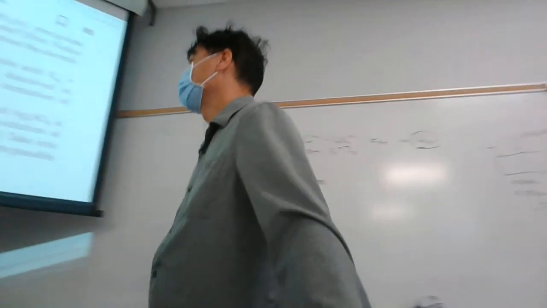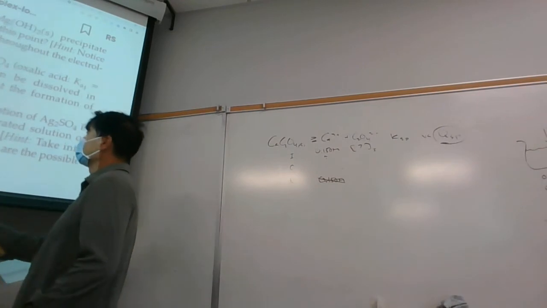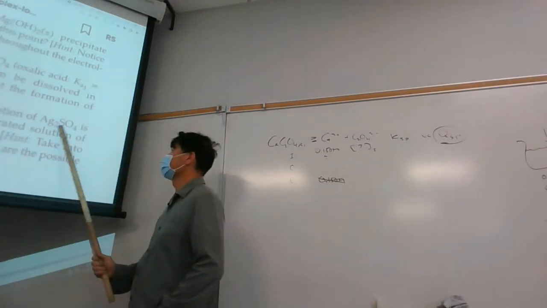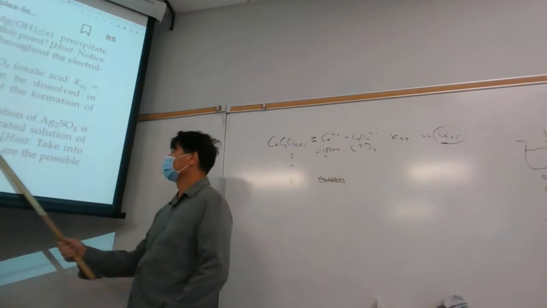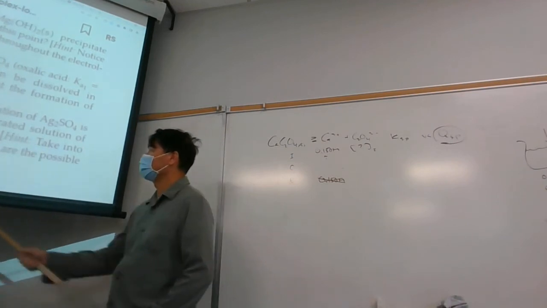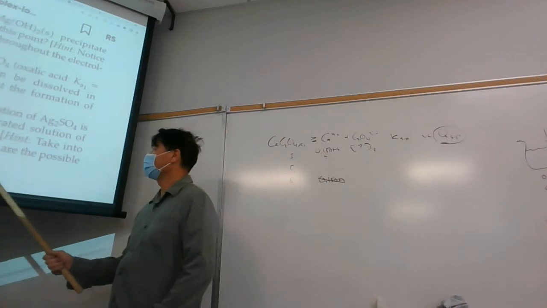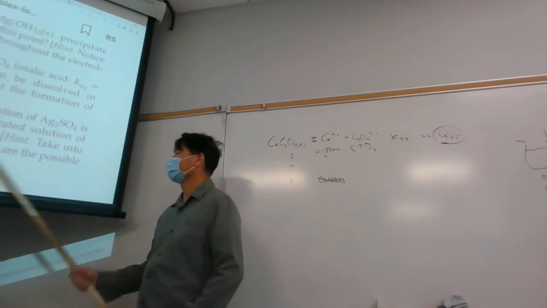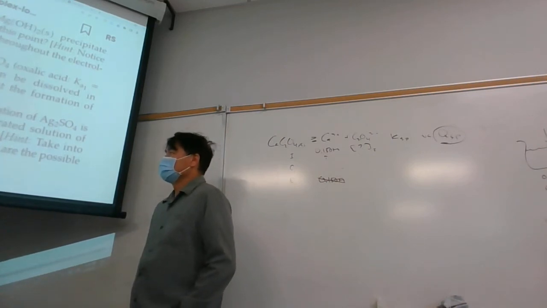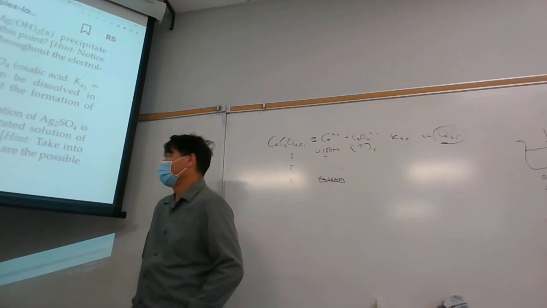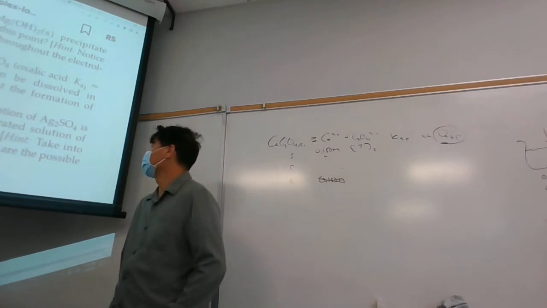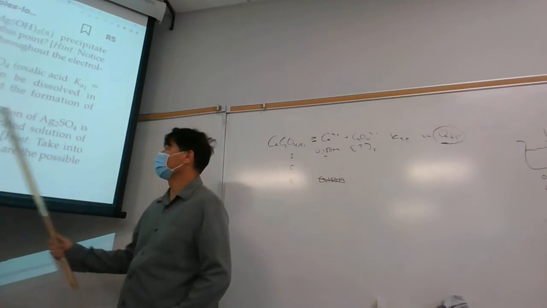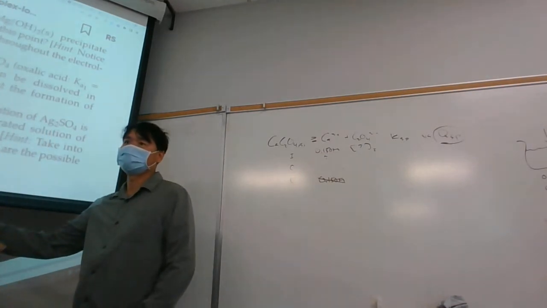So in this 34, 100 milliliters of a clear saturated solution of silver sulfate is added to 250 milliliters of a clear saturated solution of lead 2 chromate. Will any precipitate form? All right, so this is going to be a QSP problem. And the precipitate that we're looking at is silver chromate here.